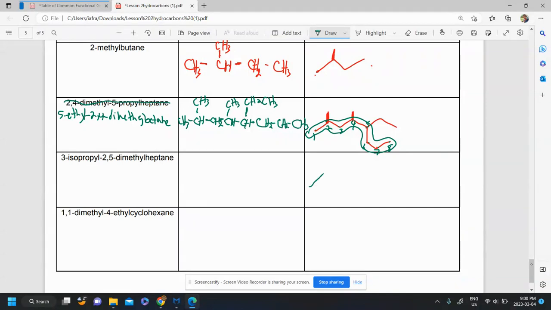So again, 1, 2, 3, 4, 5, 6, 7. Start counting from any direction. It doesn't really matter where. We'll just start counting from left to right for me. You can do from right to left, as long as the substituents are in the same relative spot, we're good.